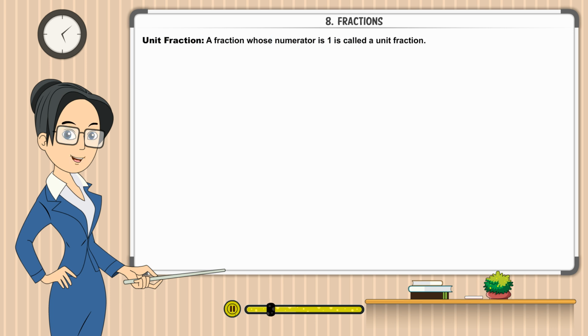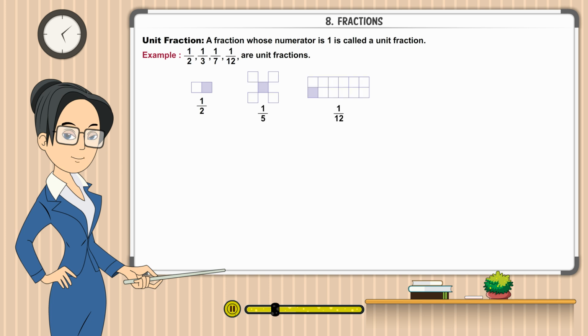Unit fractions. A fraction whose numerator is 1 is called a unit fraction. Example, 1 upon 2, 1 upon 3, 1 upon 7, 1 upon 12 are unit fractions. 1 upon 2, 1 upon 5, 1 upon 12.